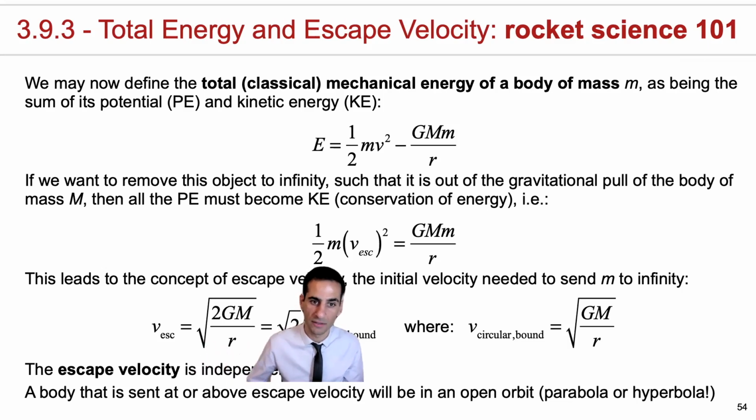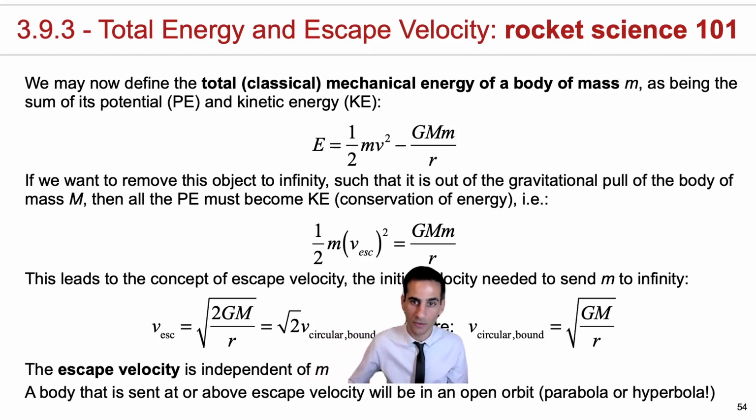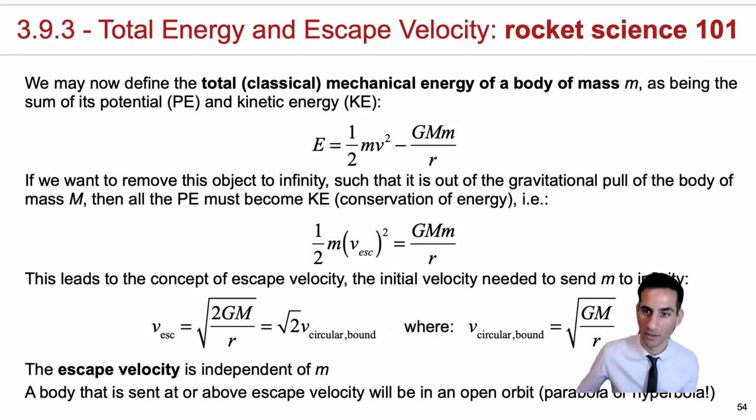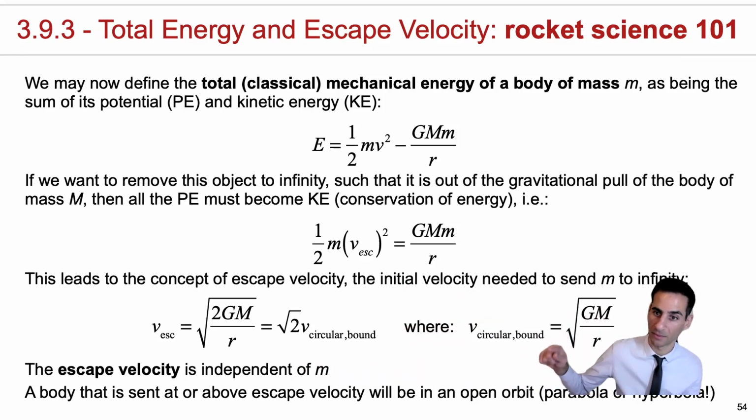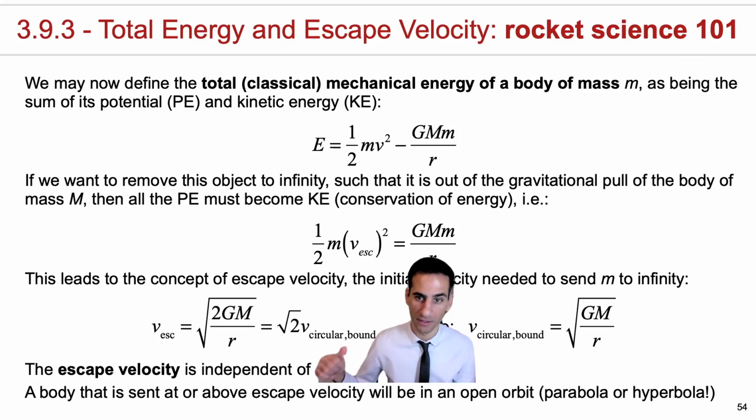And it turns out that the escape velocity is essentially the square root of 2 times the velocity you need to be in a bound circular orbit, where the bound circular orbit velocity is simply the square root of GM over r. There are, of course, important considerations, such as the fact that the escape velocity does not depend on small m. It only depends on the mass of the body you're trying to escape from.